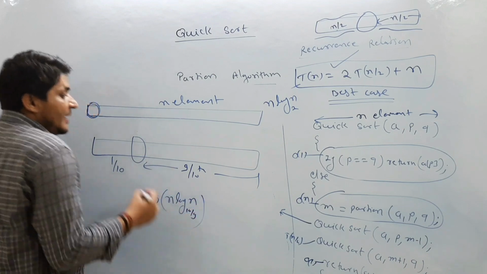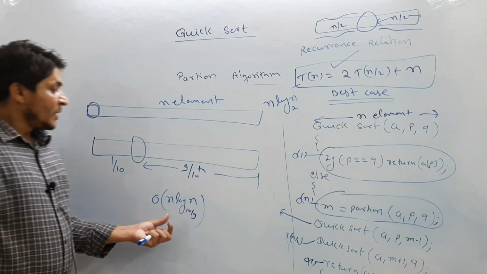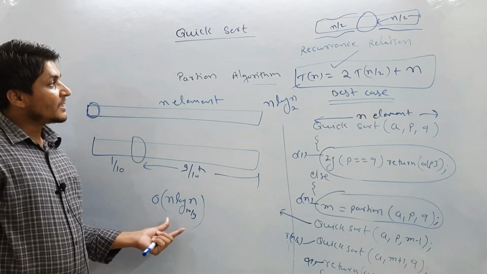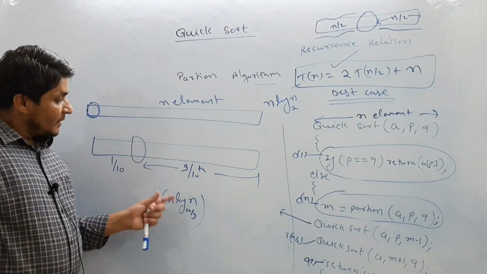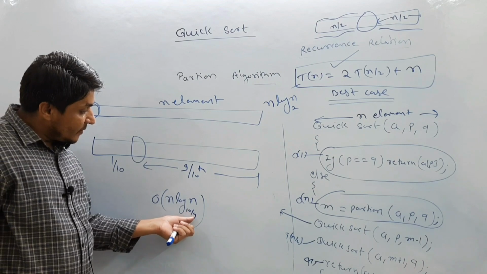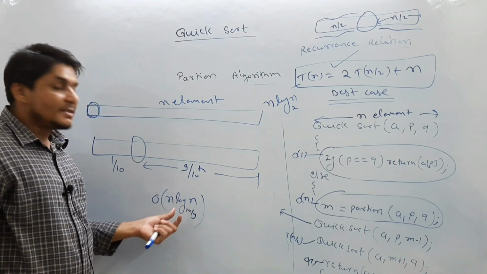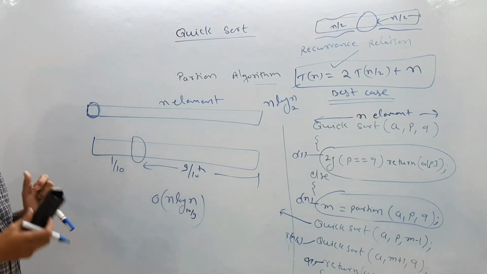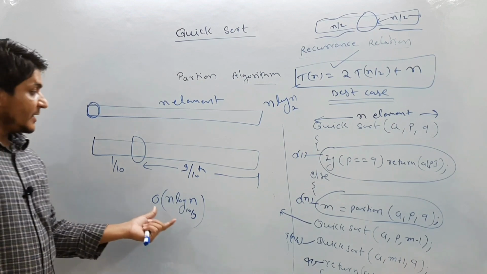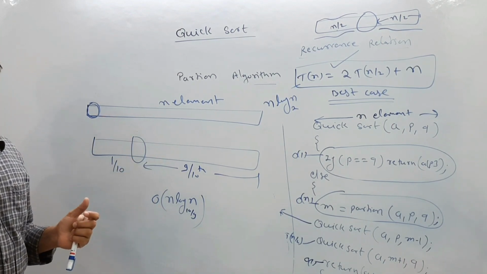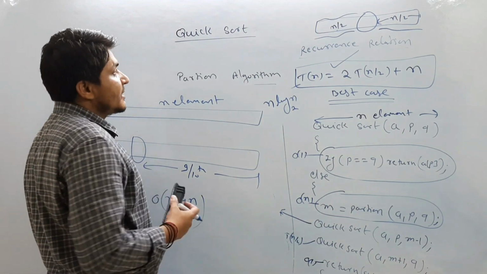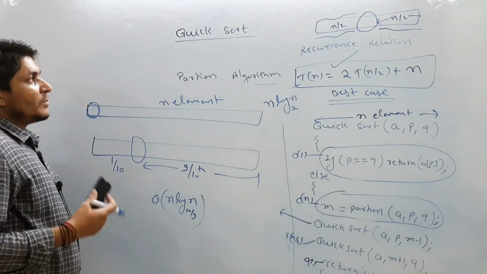I will explain this concept in the recursive tree method, when I explain how to solve the recurrence relation using the recursive tree method. How this 10 by 9 came into existence, I will explain in the recursive tree method. If you are understanding, then it is okay. If you are not understanding, then you can watch the recursive tree method videos. So let us discuss it in the recursive tree method. So this is all about quicksort.